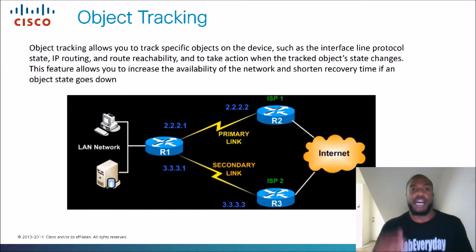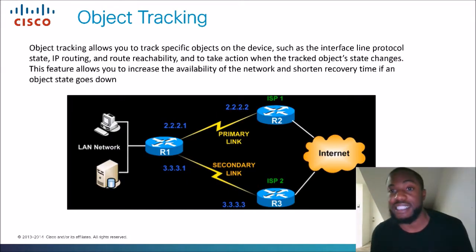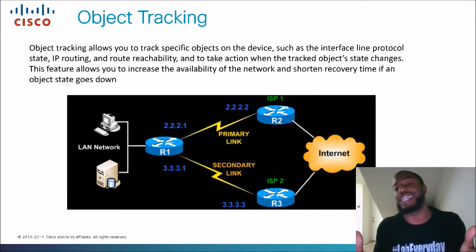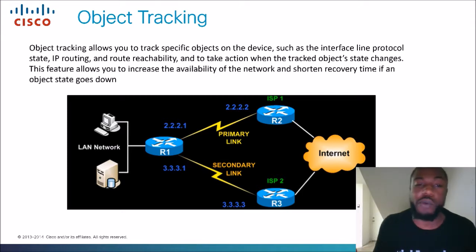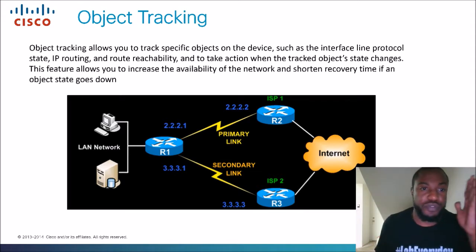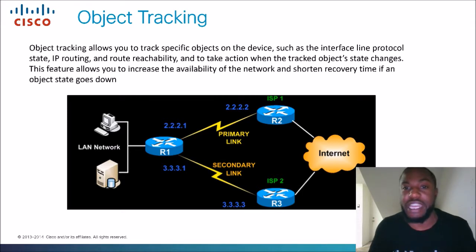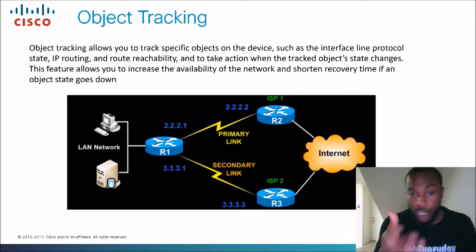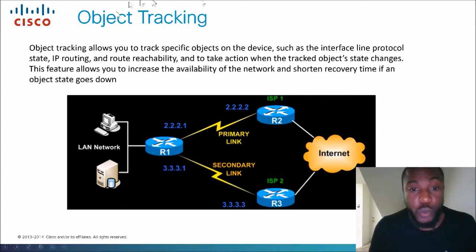Object tracking allows you to track specific objects on the device, such as the interface line protocol state, IP routing, and route reachability, and to take action when a tracked object's state changes. I sound like a broken record right now, don't I? This is exactly what I said in the last video. There are so many things you can track. This feature allows you to increase the availability of the network and shorten recovery time if an object state goes down. Like in this example right here, we could have a static route pointing to our primary link, right?